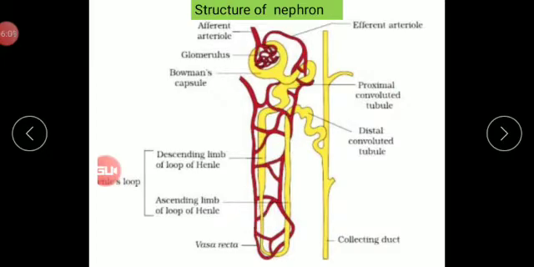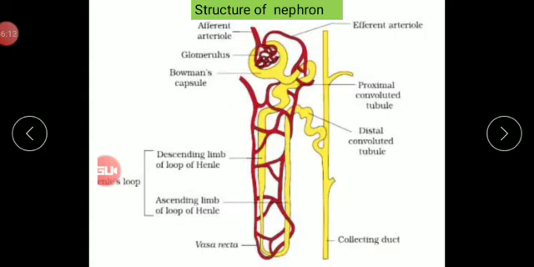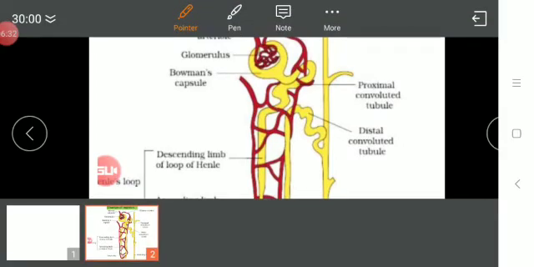hence it is called the descending limb, whereas the fluid which moves upward, hence it is called the ascending limb. So each limb has a thick as well as a thin segment, meant for concentration of urine. The thin segment of Henle's loop is made up of squamous epithelial cells, as is the parietal wall of Bowman's capsule, whereas the PCT and DCT wall is made up of cuboidal epithelial cells.